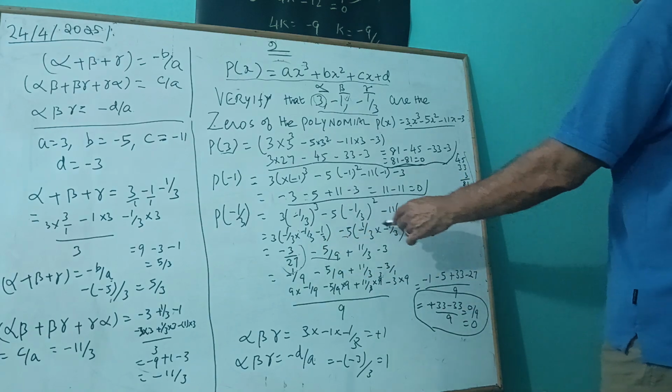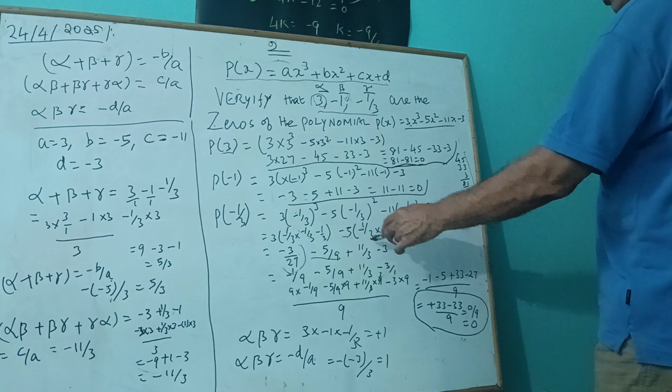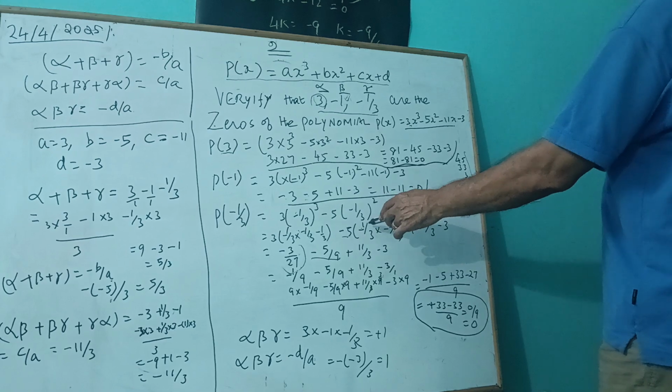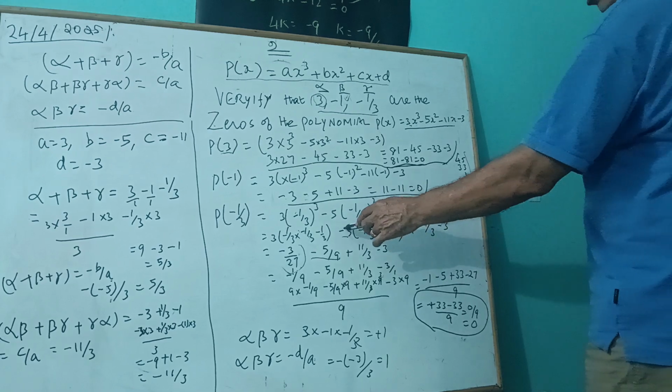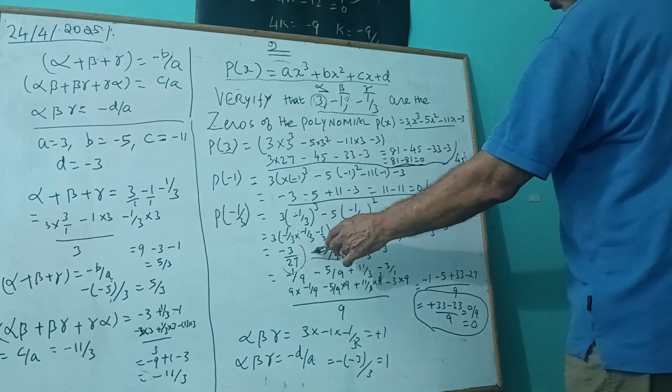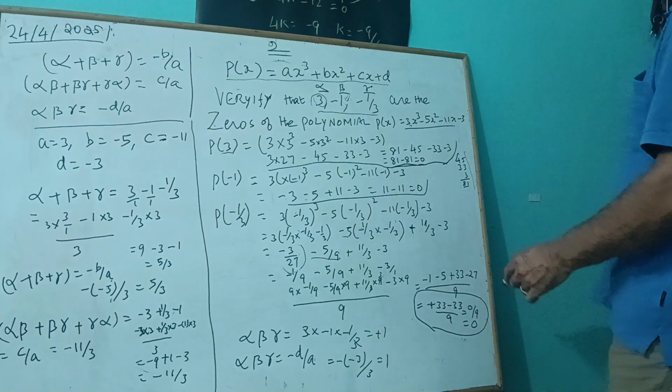Okay, you got this point. Because this whole thing becomes plus 1 by 9, but outside minus 5 is there. So this becomes minus 5 by 9.